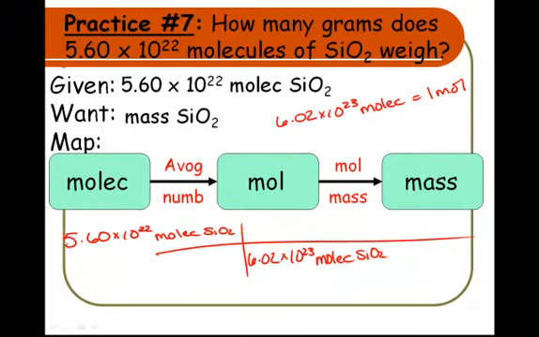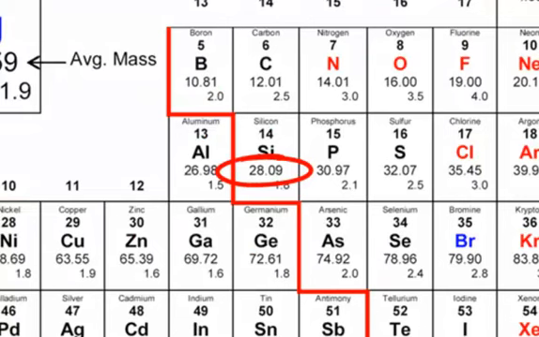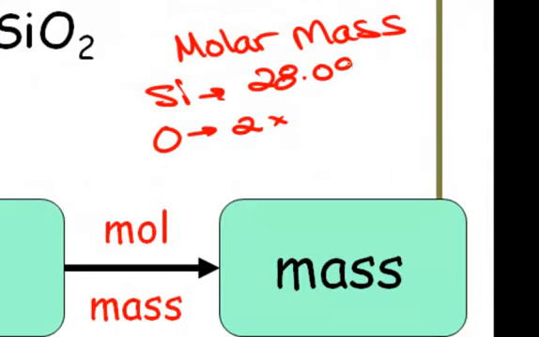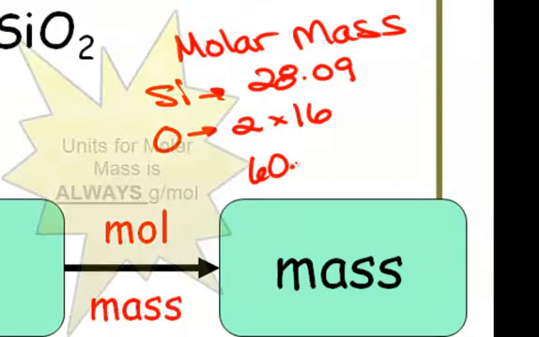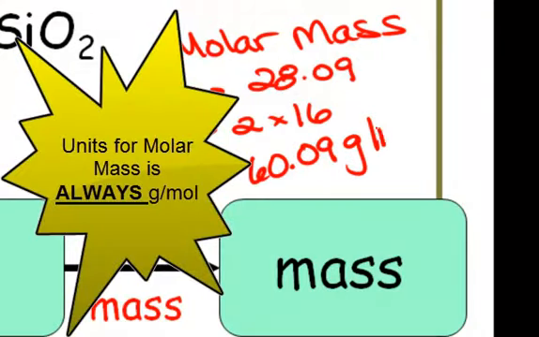Now, to get the molar mass, we need the mass of silicon plus the mass of 2 oxygens. If you don't know the mass of silicon, let's look it up. Silicon has a mass of 28.09. Oxygen has a mass of 16, giving us a total molar mass of 60.09 grams per mole.